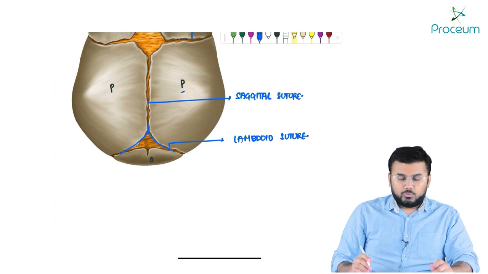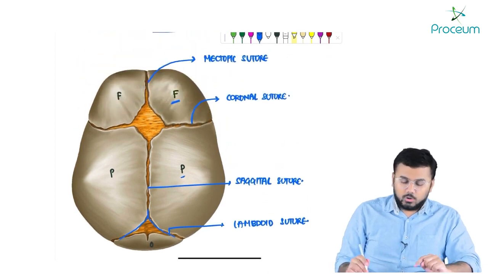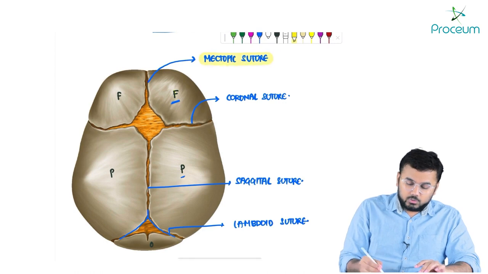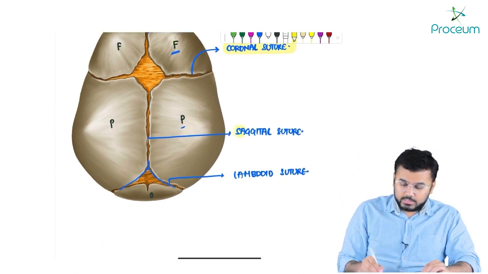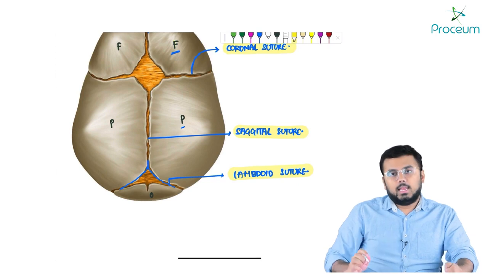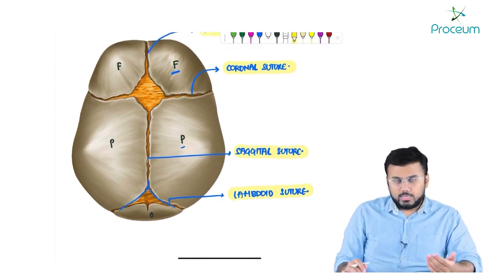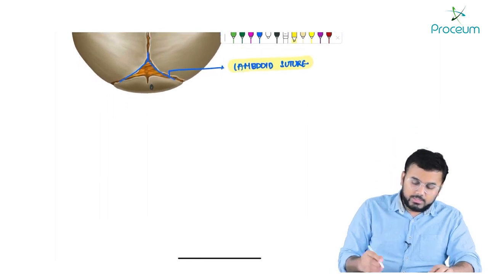Lambdoid suture. A very important thing you need to understand here is how many sutures we have got. Four sutures. One is called the metopic suture, the coronal suture, the sagittal suture, as well as the lambdoid suture. Now, before I go into further details, first of all, let us write down what we have just spoken here.